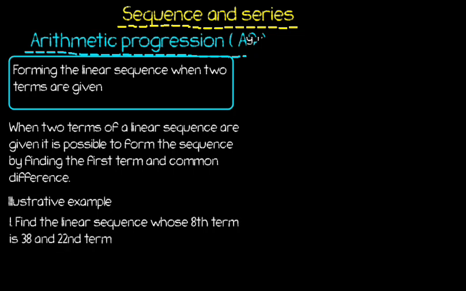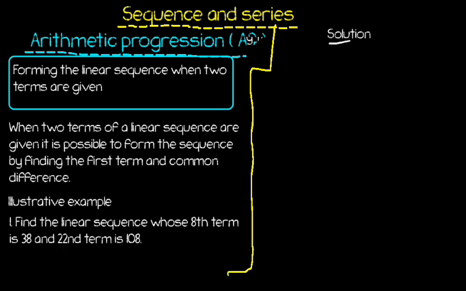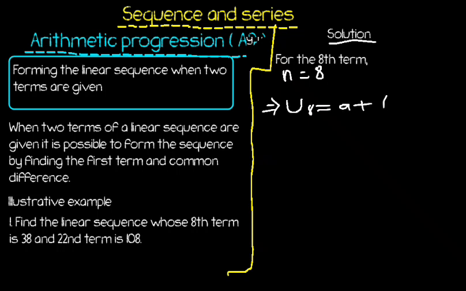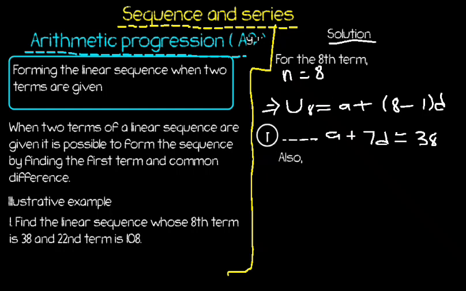So illustrative example. The first question says find the linear sequence whose 8th term is 38 and the 22nd term is 108. For the 8th term, n is equal to 8. So u8 is equal to a plus 8 minus 1 bracket d. So I can say that a plus 7d is equal to 38. Don't be confused with that, because in the question they give us the 8th term to be equal to 38. So let's name that equation 1.